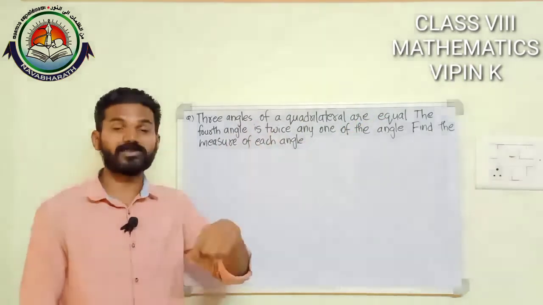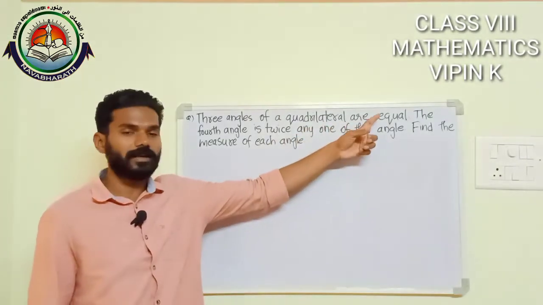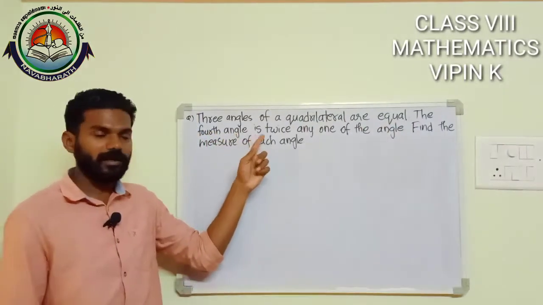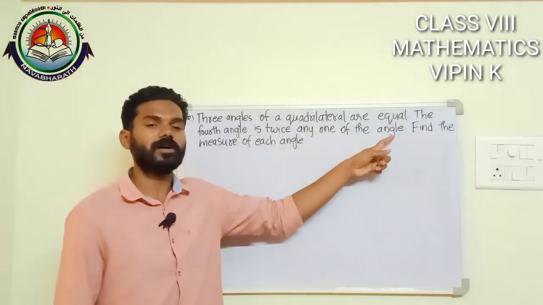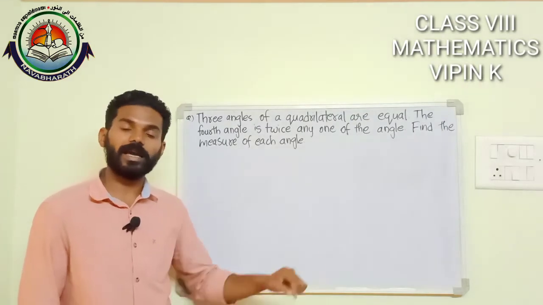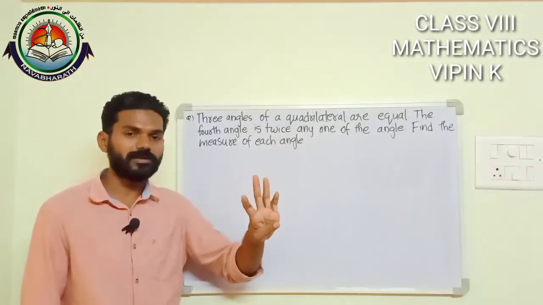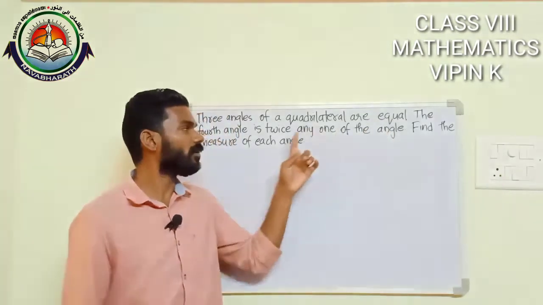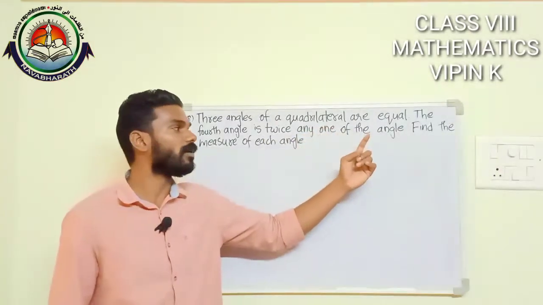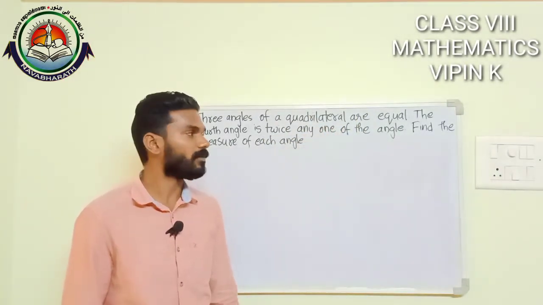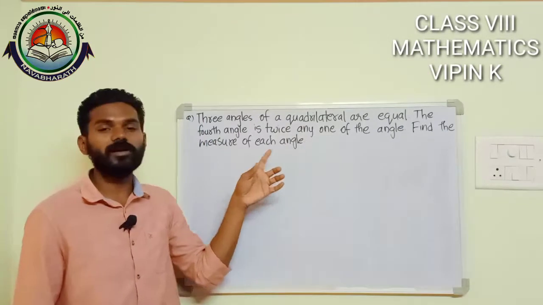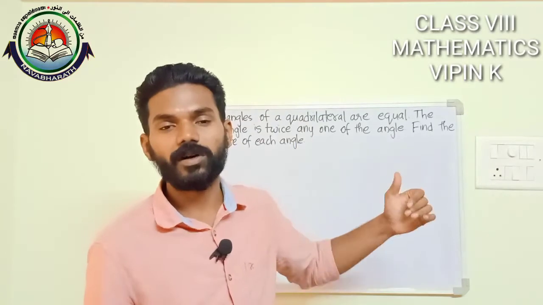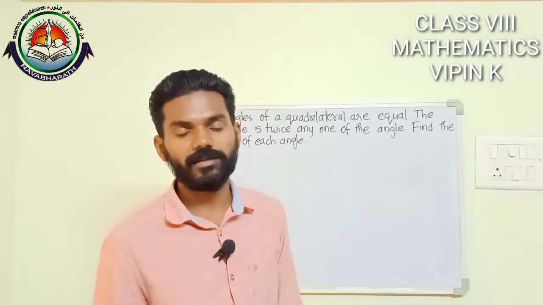Three angles means three interior angles of a quadrilateral are equal. Now, the fourth angle is twice any one of the angle. Three angles are already equal, and the fourth angle, you know that the quadrilateral has got four interior angles, and the fourth angle is twice any one of the angle. Clear? Find the measure of each angle. Measure of each angle means measure of the four angles of this particular quadrilateral.